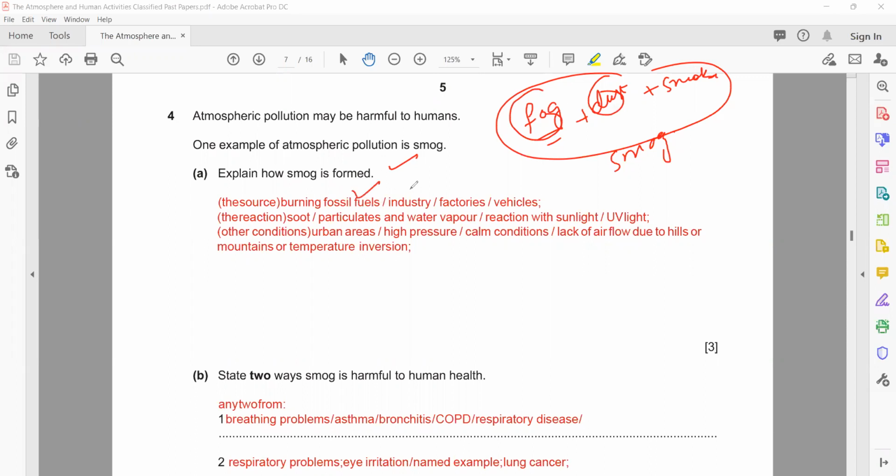So for that, first of all, where does the smoke come from? Burning fossil fuels, industry, factories, vehicles. Got it? This is the first thing. And water vapor, where does it come from? Due to evaporation, it goes to the atmosphere. And when they mix together in the atmosphere, smog is produced.